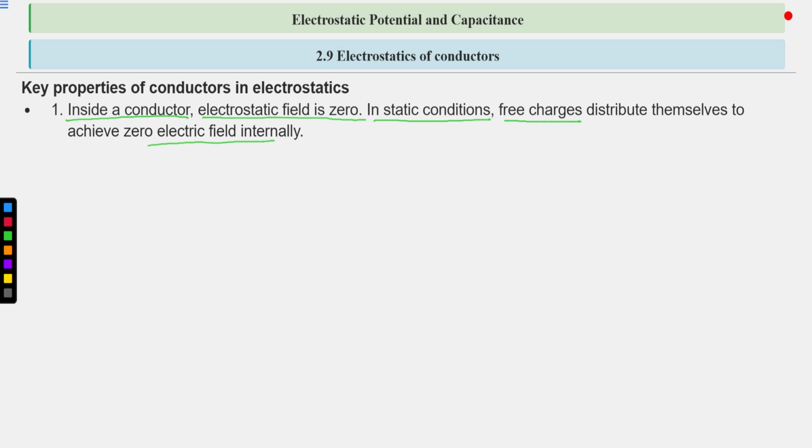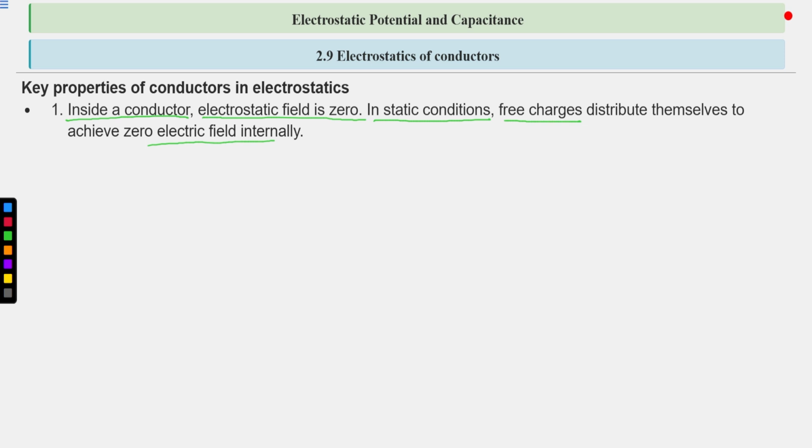Now in a conductor, we know that in static condition, what is static condition? Static condition is when all the charges are stationary. They are not moving. They are not producing any current. All charges are stationary. So in static condition, we know that free charges distribute themselves to achieve 0 electric field internally.